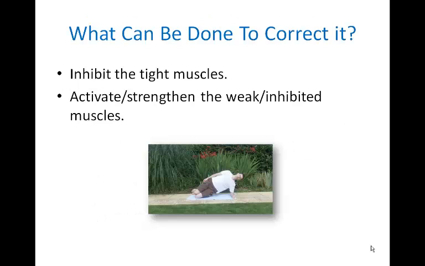To correct it, you need to inhibit the tight, overactive muscles via static stretching. You can activate the weak, inhibited muscles, or the muscles that are on the low side, using isometric exercises. That's lateral pelvic tilt, what it does, and what you can do about it.